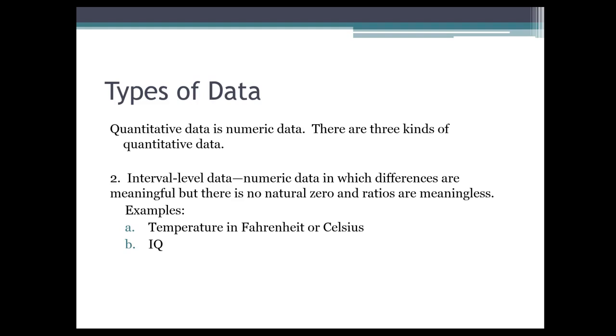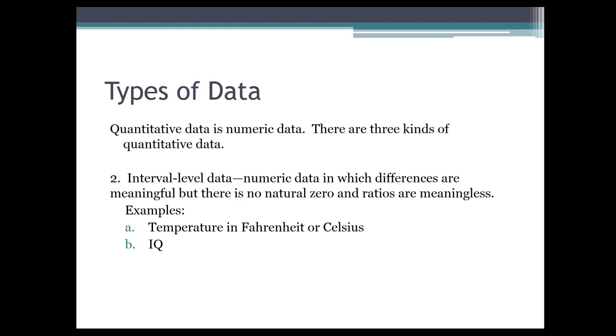And it doesn't make sense to talk about ratios. Somebody with an IQ of 175, are they twice as smart as, did I say 175? I meant 150. Somebody with an IQ of 150 is not twice as smart as somebody with an IQ of 75. The ratios just don't work that way. But it does make sense to talk about a difference of 10 IQ points.